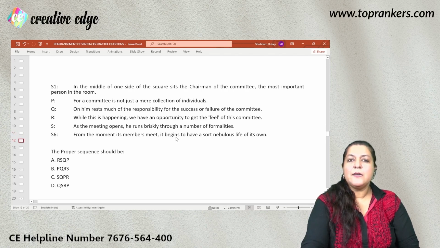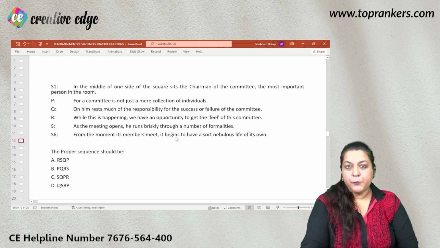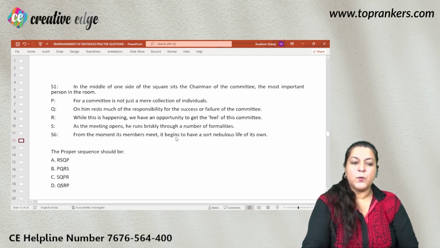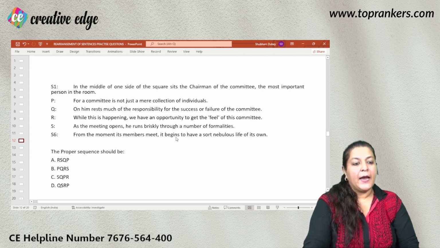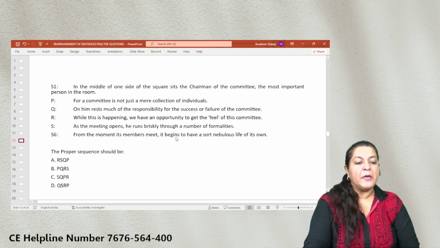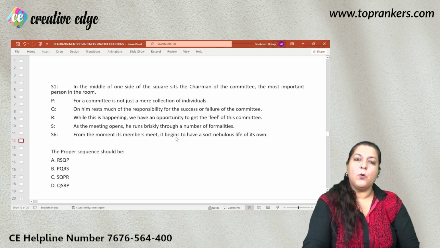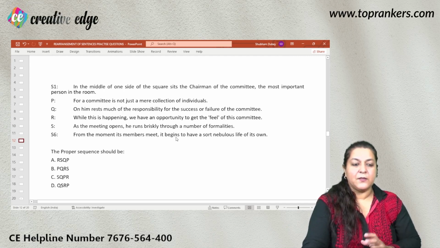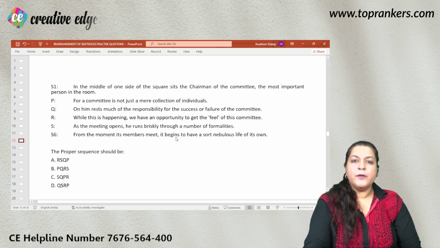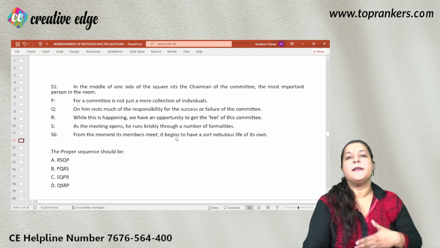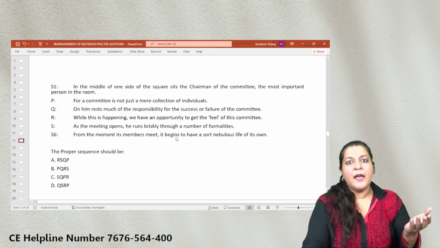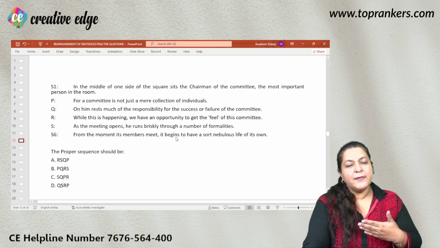Now, this is a little different than what we usually do. What happens in this one is S1 and S6 are the two fixed sentences. And what we are left with is P, Q, R, and S. Now, what is the jumbled part is the P, Q, R, S sentence. What we have to do is our work is made easy here because we have to fit a sentence with sentence 1 and fit a sentence with sentence 6.